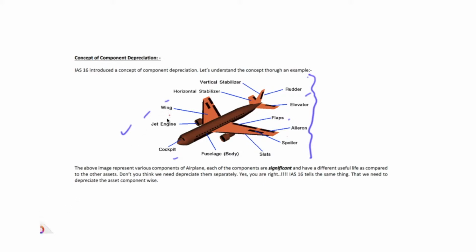Suppose the useful life of the jet engine is 5 years. Suppose for wings it's 10 years. Suppose for cockpit it's 2 years. And I'll give one more. Suppose elevator. The useful life is suppose 20 years.